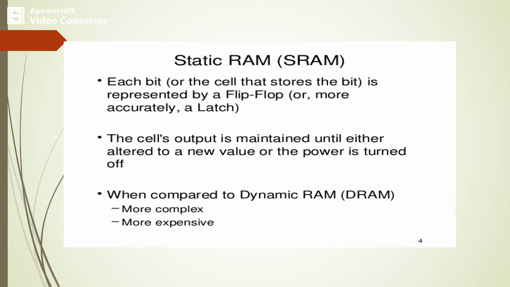Static RAM is also called SRAM. In the case of static RAM, each cell can store a single bit of information. Within each cell, there is a flip-flop, and the flip-flop can store either 0 or 1 at a given instant. The cell's output is maintained until either altered to a new value or the power is turned off.